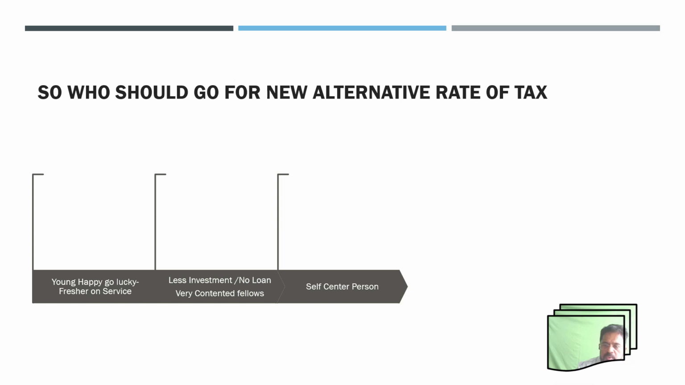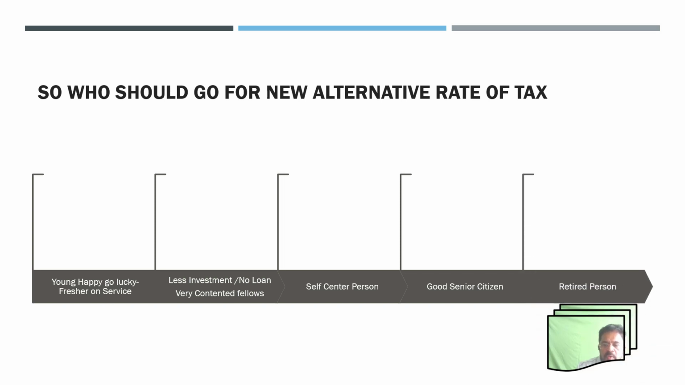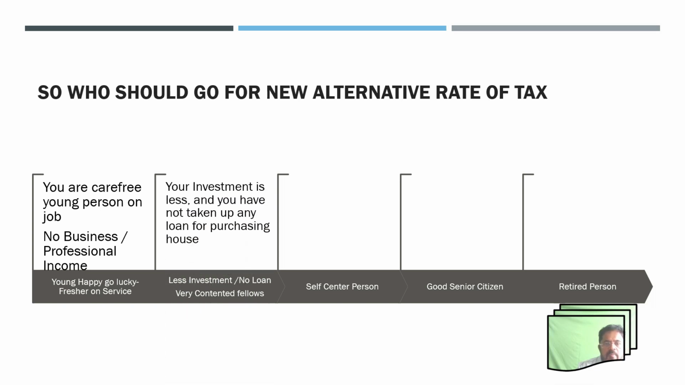If you are a self-centered person, then also you can go for the new alternative rate. Or if you are a good senior citizen, then you can also go for the new scheme. Or you are a retired person, but this is in generality. Now, what are the specific conditions for each of them? Let us understand that. When I say you are a carefree or young person, and you don't have any professional or business income, and you don't have any investment or any loan liability because you just started, no one has given you the loan, nor have you got a surplus money available for investment, in that case, you should go for the alternative rate of scheme.